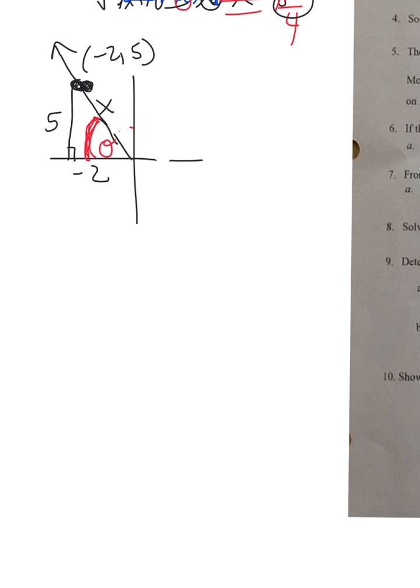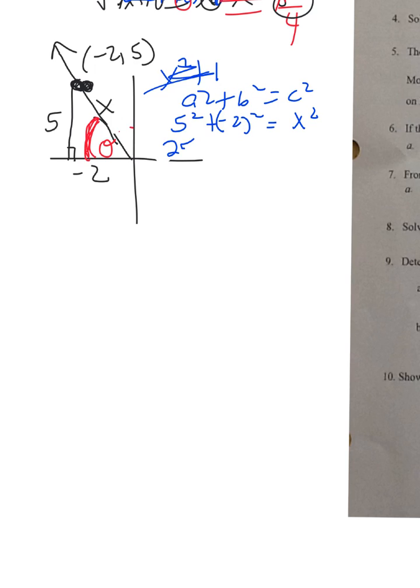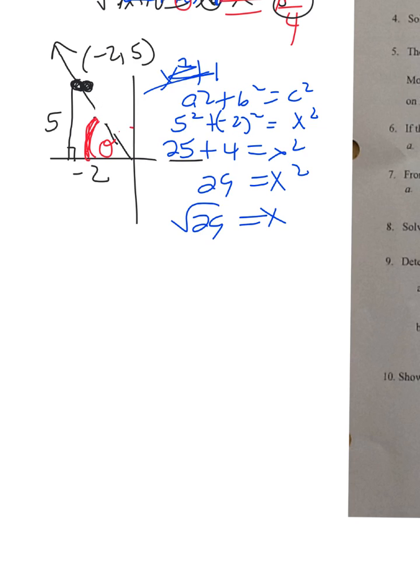All right, so we use the Pythagorean theorem. a squared plus b squared is equal to c squared. So I have 5 squared plus -2 squared is equal to x squared. So that's 25 plus 4 equals x squared. x squared equals 29, so x is equal to the square root of 29. So this here is the square root of 29. All right, so now we need to do sine theta. So now remember SOHCAHTOA.